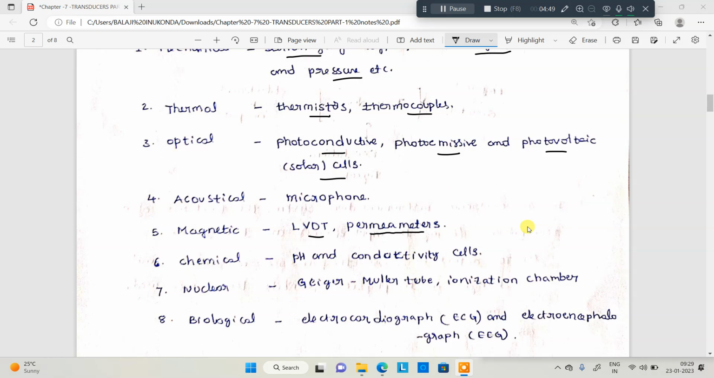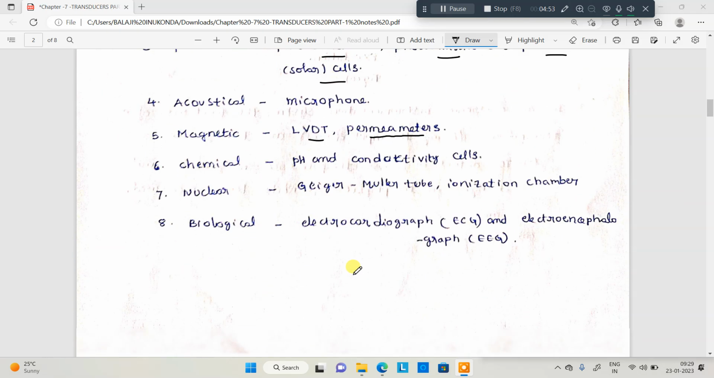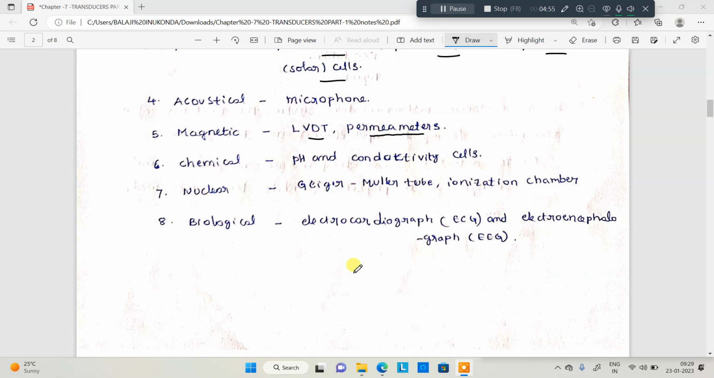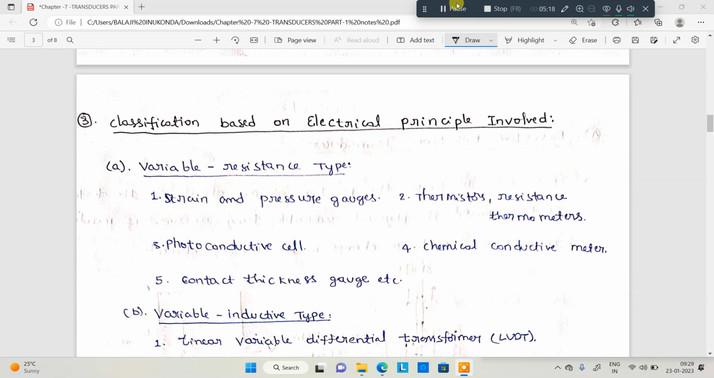Next, chemical. In case of chemical, pH and conductivity cells are the related transducers. Next, nuclear: the Geiger-Muller tube and ionization chamber are examples for nuclear. Biological: the electrocardiograph, that is the ECG, is the transducer related to biomedical. So we saw the different types of transducers.